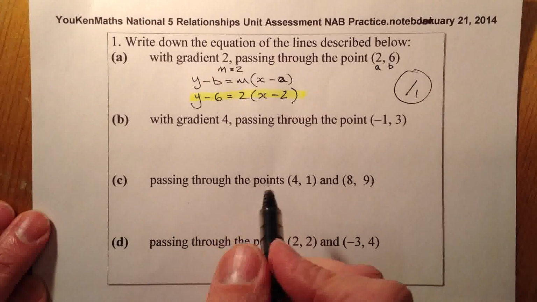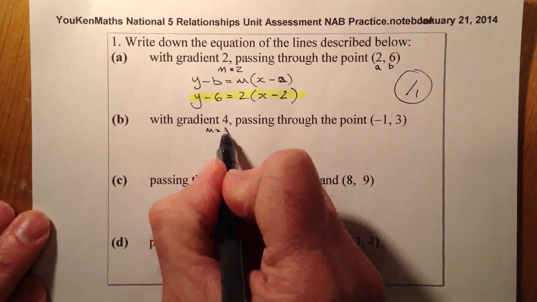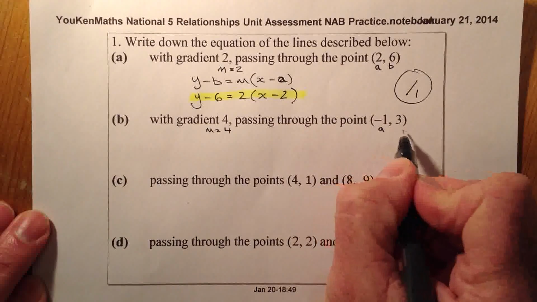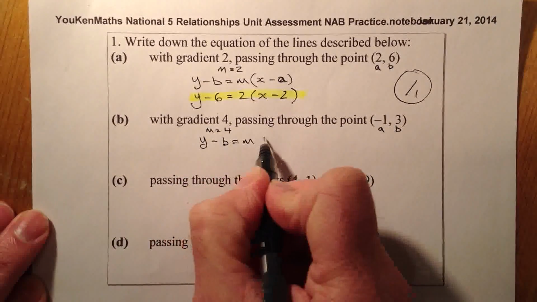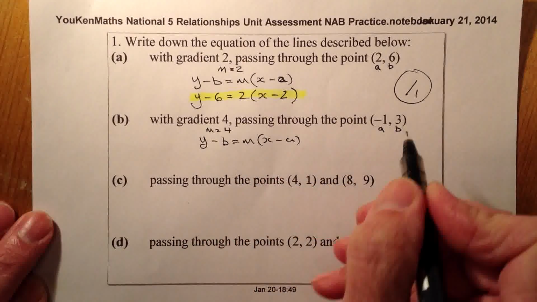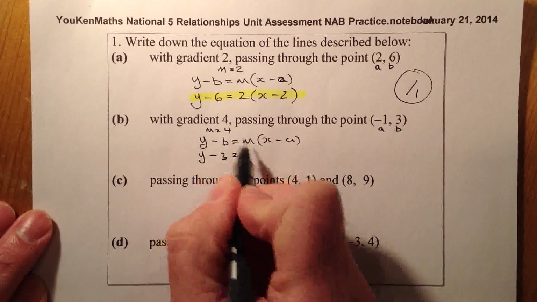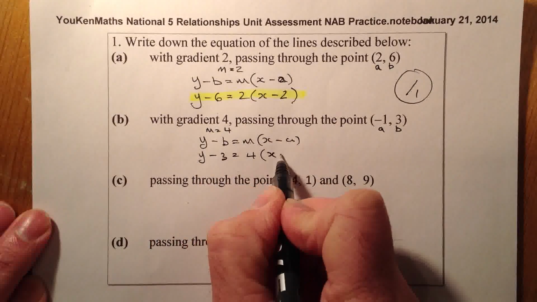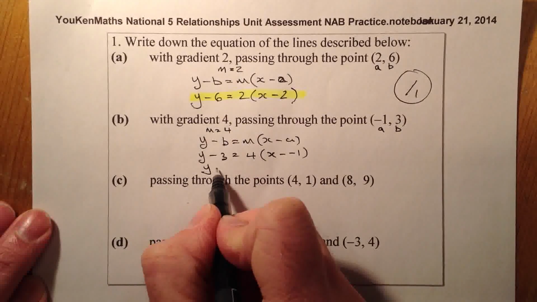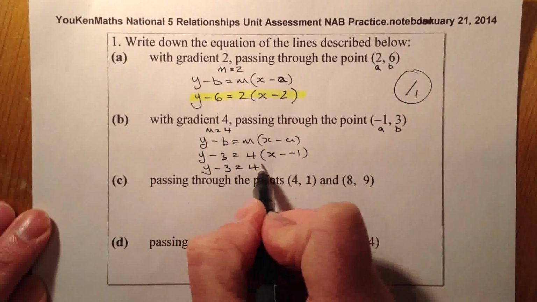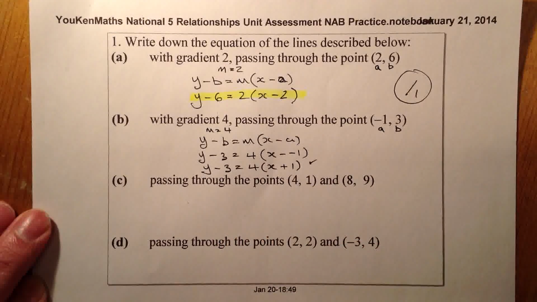Right, I'll go ahead and do these now. Okay, so what we've got is a gradient of 4 passing through this point here. So my gradient equals 4, the a value is minus 1, and the b value is 3. So substituting into the equation of a straight line, we've got y minus 3 is equal to m, which is 4, x minus, and that's minus 1. I'm just going to sort that out a wee bit. So I've got y minus 3 is equal to 4, x plus 1. From there that should be my mark.